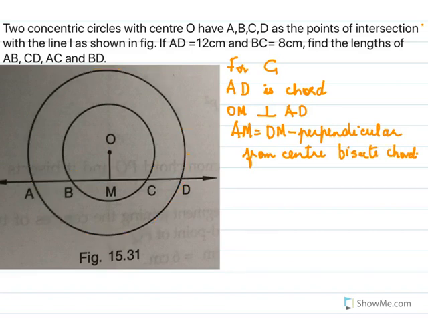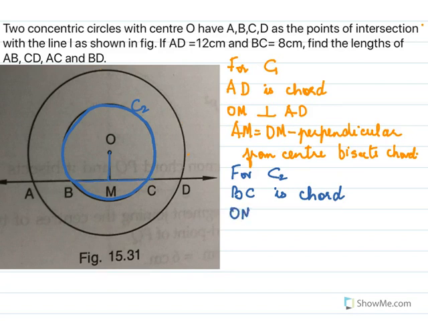So that was for the first circle. Now let's take up the second circle. So here is the second circle. For C2, BC is chord, and here is a perpendicular to the chord BC. So OM is perpendicular to BC. So it will bisect BC. So I can say here BM equal to CM, and the same reason, perpendicular from the center bisects the chord.